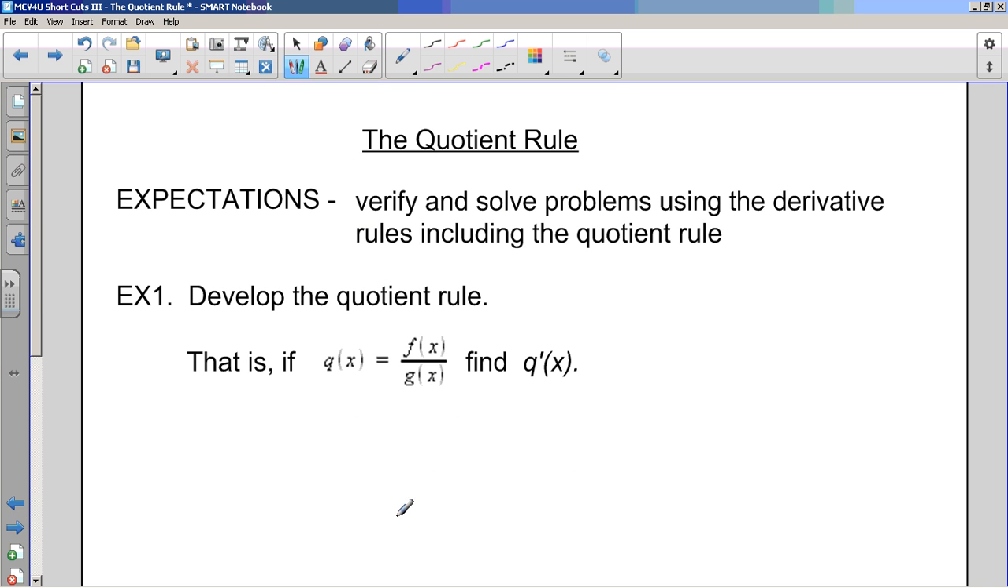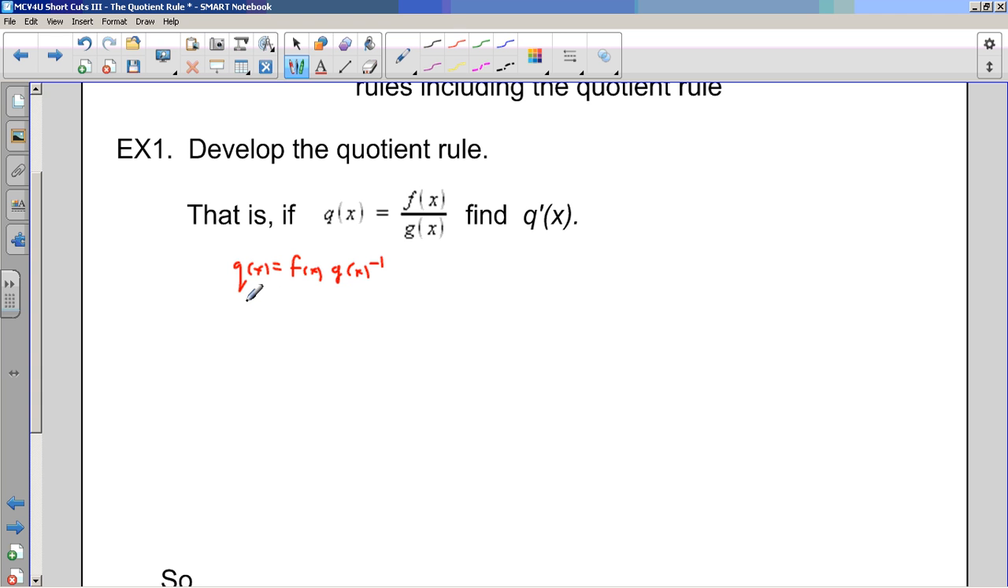So the quotient rule is, if I have a function that's the quotient of two other functions, what's the fast rule? And it's not that pleasant. We're going to develop the quotient rule using the product rule. So I can write q of x as f of x times g of x to the minus 1, right? These are the same expressions. And so if I'm going to take the derivative of this now, take the derivative of the first thing, write down the second thing, plus write down the first thing, derivative of the second thing.